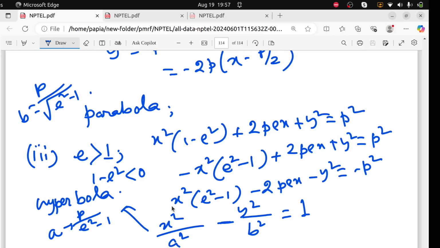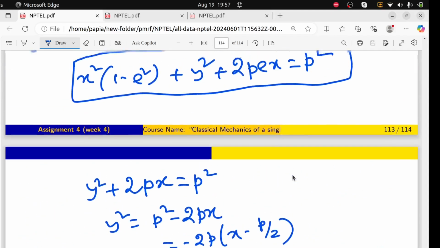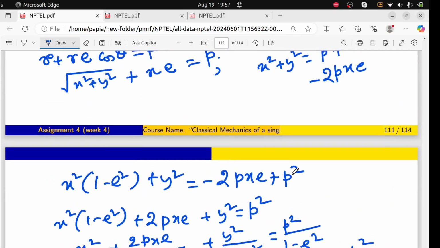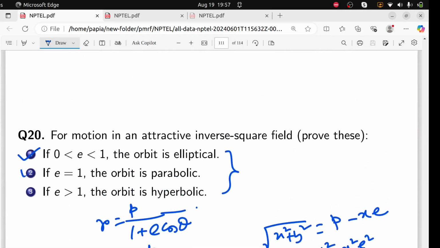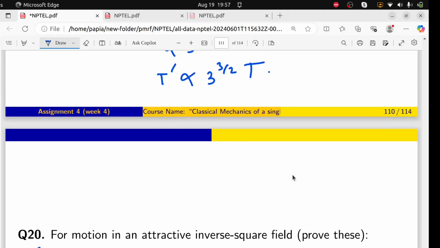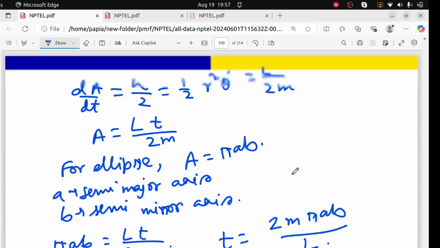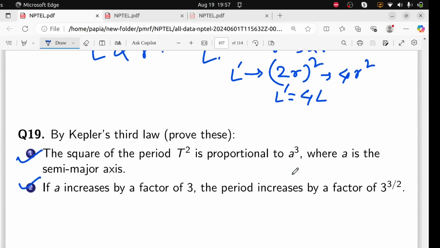Okay. So in this class we are talking about 20 questions. This one is okay. This one is done. This one is also done. For a motion in an attractive inverse square field, we proved this. Then this is Kepler's third law.